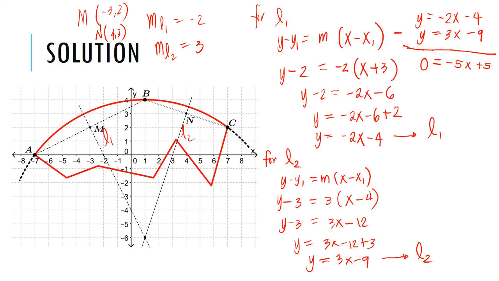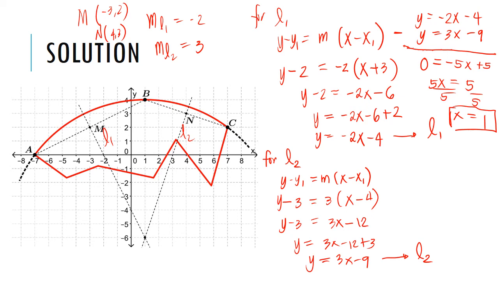Let's transpose negative 5x, then we have positive 5x equals 5. Let's divide by 5, then we get x equals 1. This is the x coordinate of the center. To find the y coordinate, you simply substitute the x value into either of the two equations.